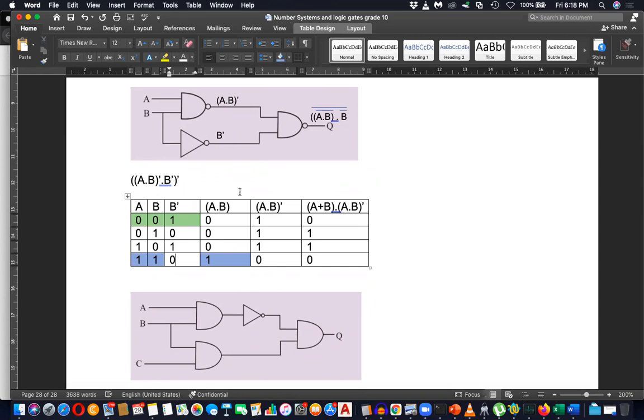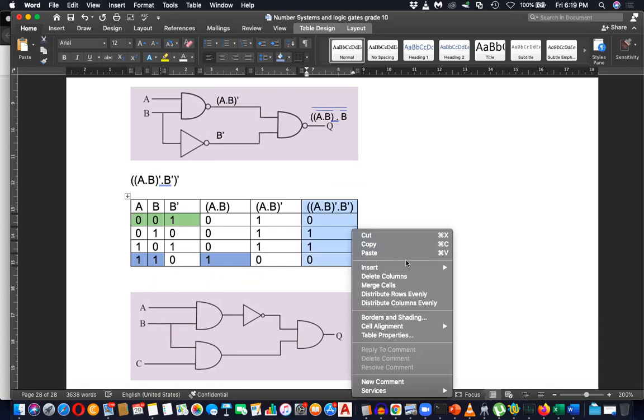Then you have to AND both A and B not and B not. This one. Let's forget the everything-not for now. Next time, let's include the everything-not.